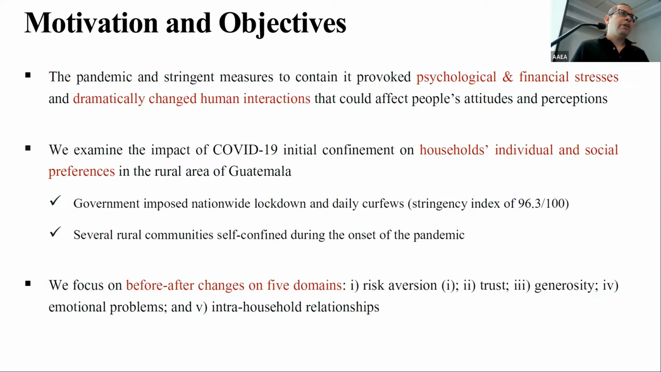And in general, the containment measures in Guatemala were among the highest in the region. There is a government stringency index, which measures the degree of strictness of the containment measures, and they were, I think, second in Central America after Honduras. On top of that, several rural communities in Guatemala also self-confined. They restricted their entry and exit during the initial months of the pandemic. So we focus on before-after changes in five domains: risk aversion, trust, generosity, emotional problems, and intra-household relationships.